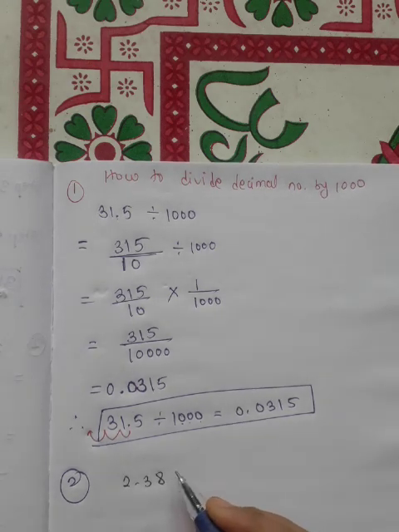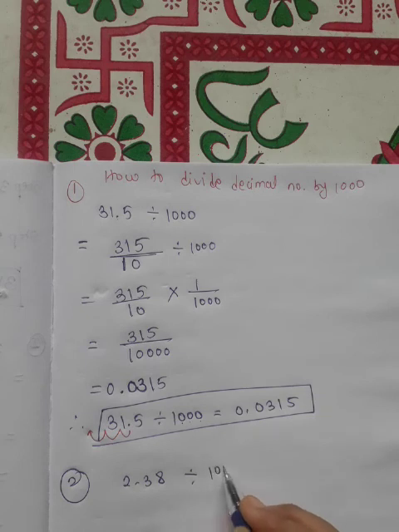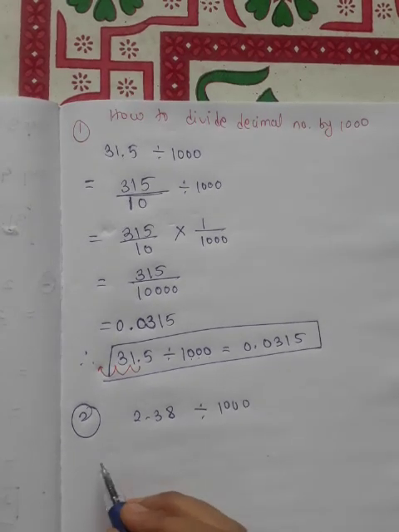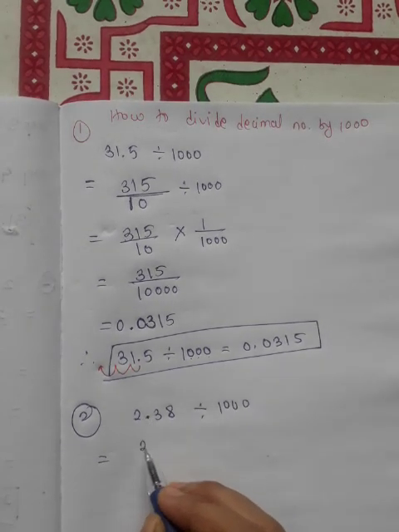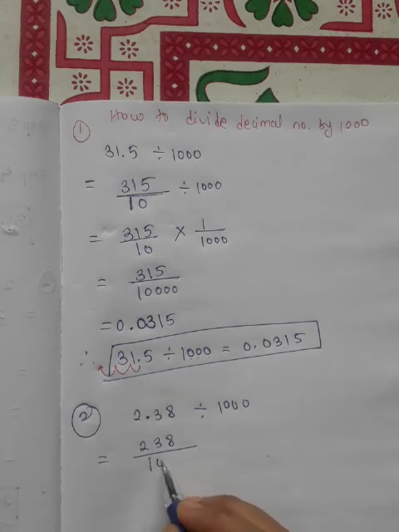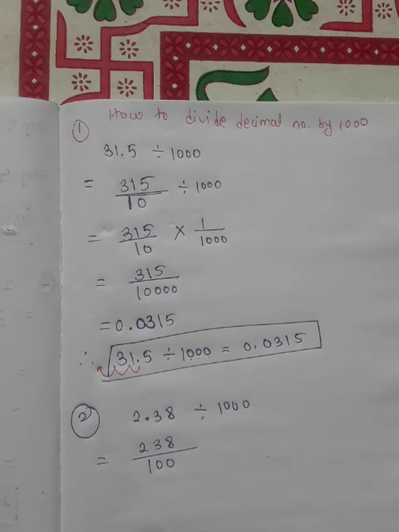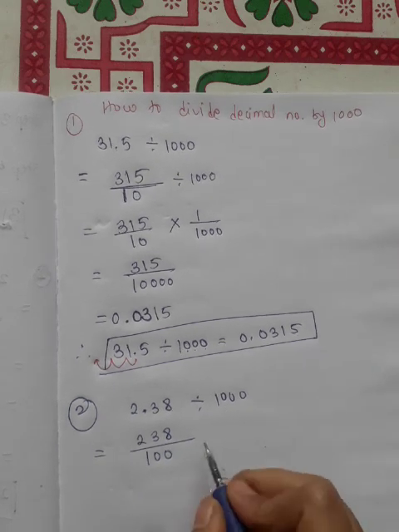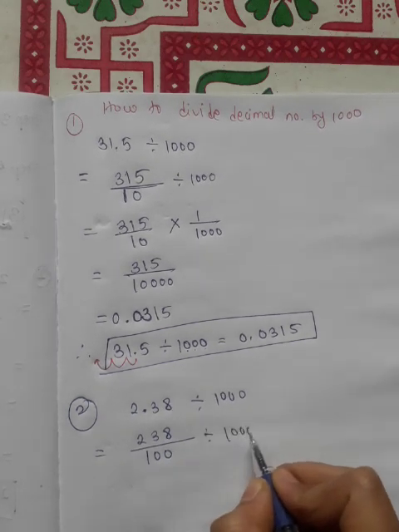Okay, now take the second example. 2.38 divided by 1000. So what is our first step? Write this decimal number in terms of fraction. After the decimal point there are 2 digits, so we have to put 2 zeros over 1. So 2.38 can be written as 238 upon 100 divided by 1000.